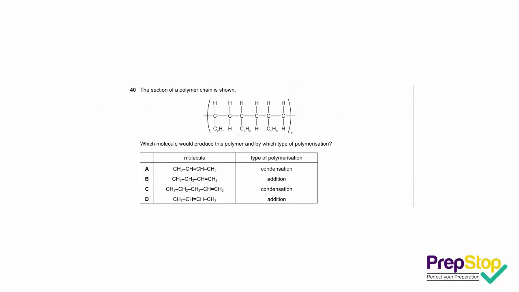Question number 40. The section of a polymer chain is shown. Which molecule would produce this polymer and by which type of polymerization? First of all, we see that there is no common linkage between the monomer units, and that there is a single monomer unit which is repeated n times. So this means that this is an example of addition polymerization.